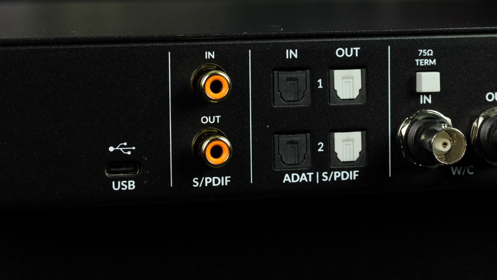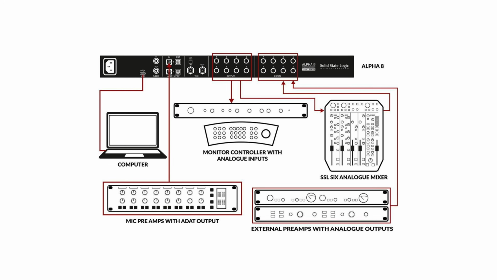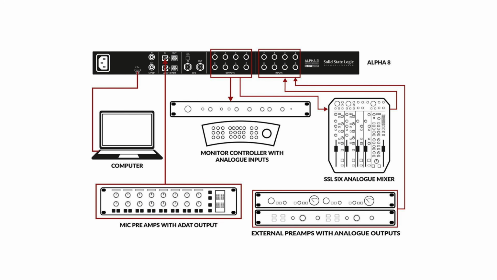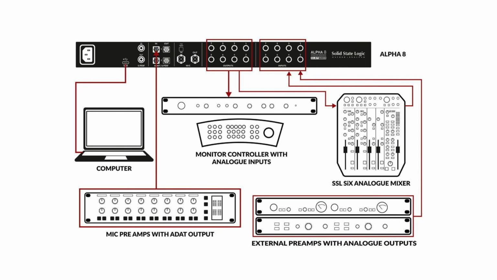The Alpha 8 can also be used as a standalone, class-compliant audio interface. It has its own USB-C connection, so you can simply couple this with a monitor controller of your choice, and it will work as a fully functional audio interface with 8 line inputs and outputs. Great for people who prefer to use external preamps or don't need them at all.